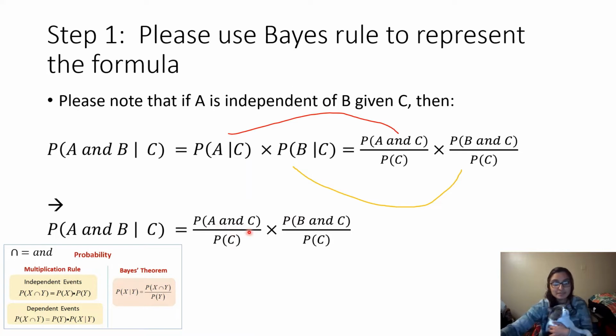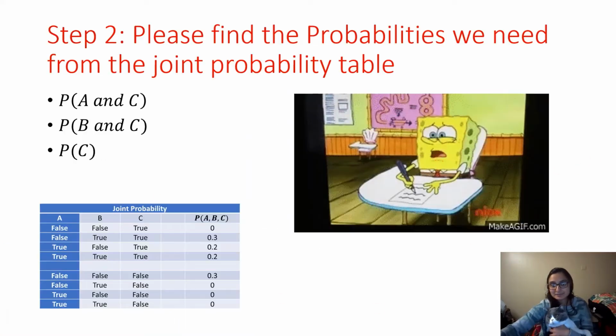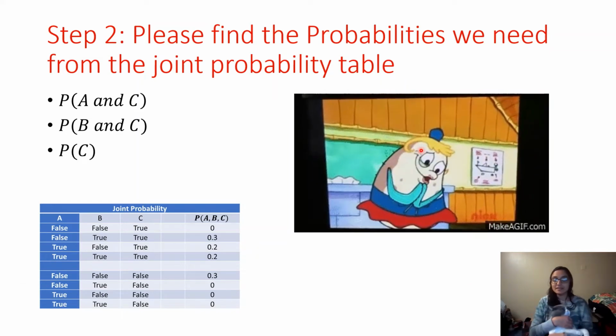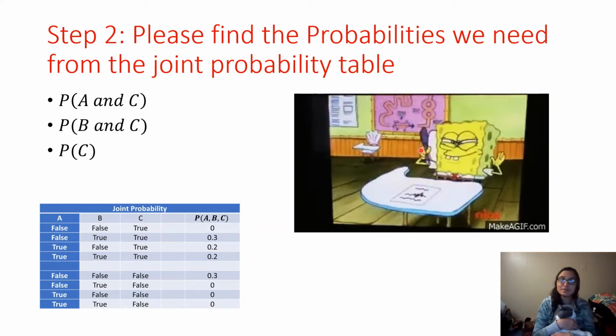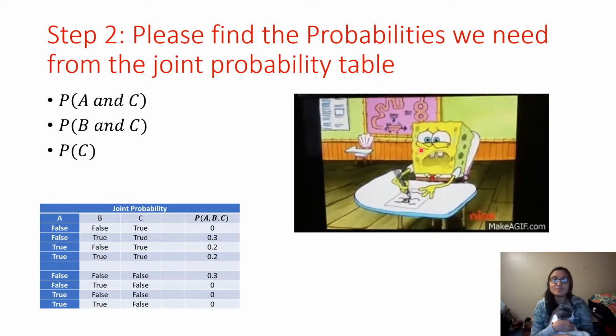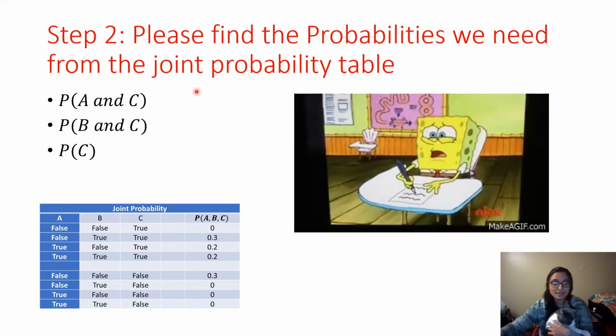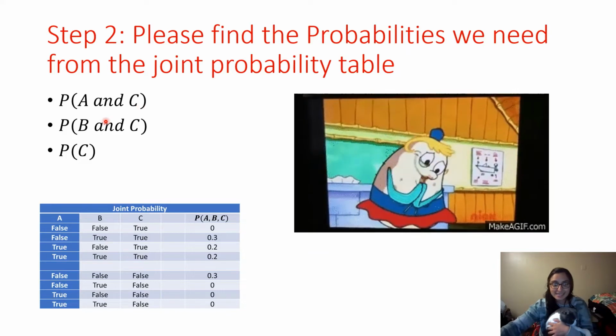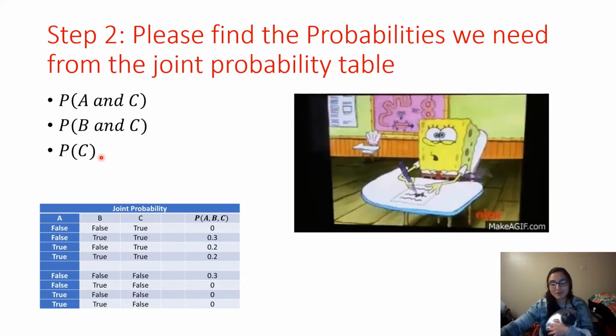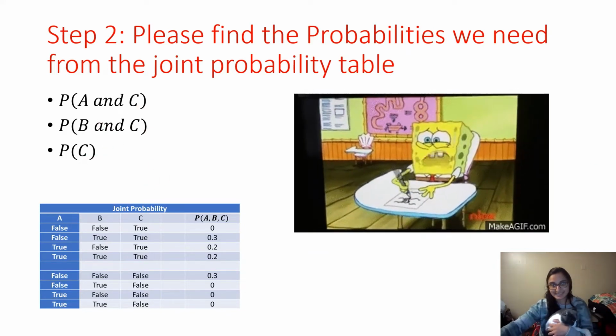Another way is the probability of A and C multiplied by the probability of B and C divided by the probability of C. That's all that it is. So essentially, in the second step, we need to find the probabilities that we need from the joint probability table. From that formula, we need to calculate the probability of A and C, the probability of B and C, and the probability of C.